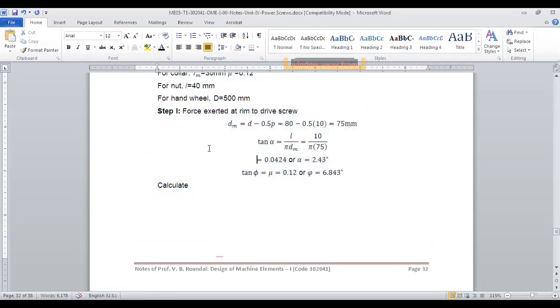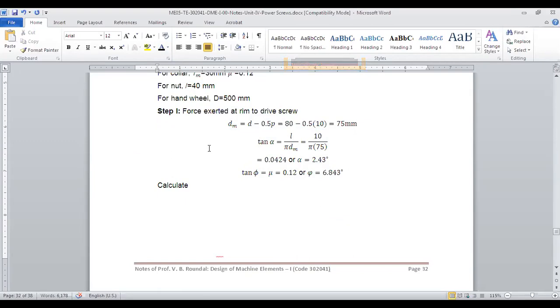Okay, so this is how we will attack the problem now. First, we'll find the mean diameter dm, as I said, 80 minus 0.5 of the pitch, so that will be 75 mm. With this, tan alpha is equal to L upon pi dm. L is the lead or pitch, equal to 10, upon pi dm, where dm is 75. So with that, we will get alpha as 2.43 degrees, which is the helix angle of the screw, right?